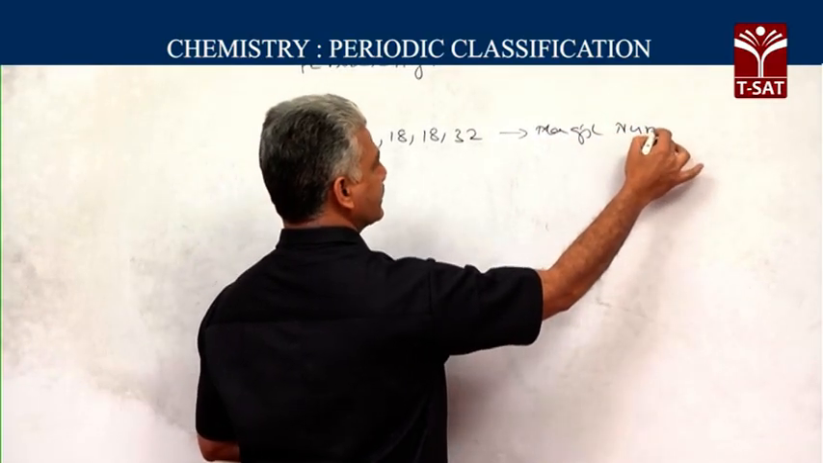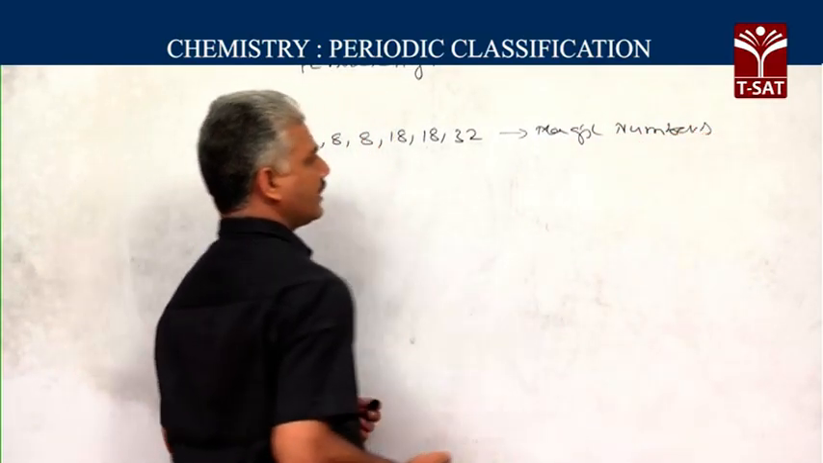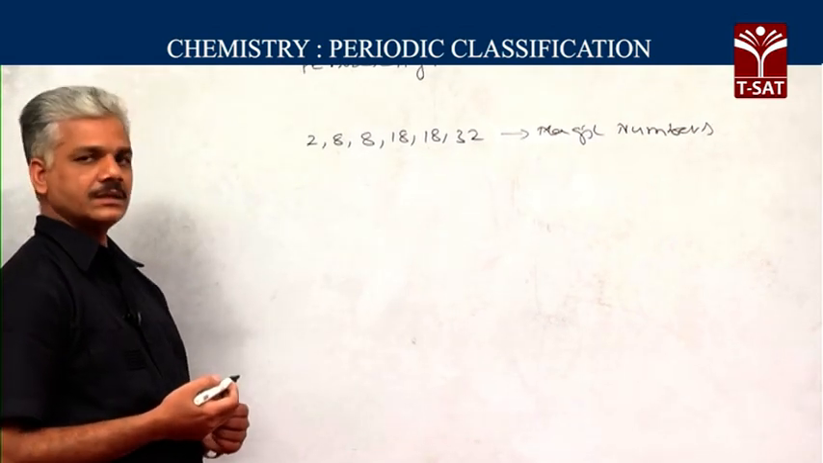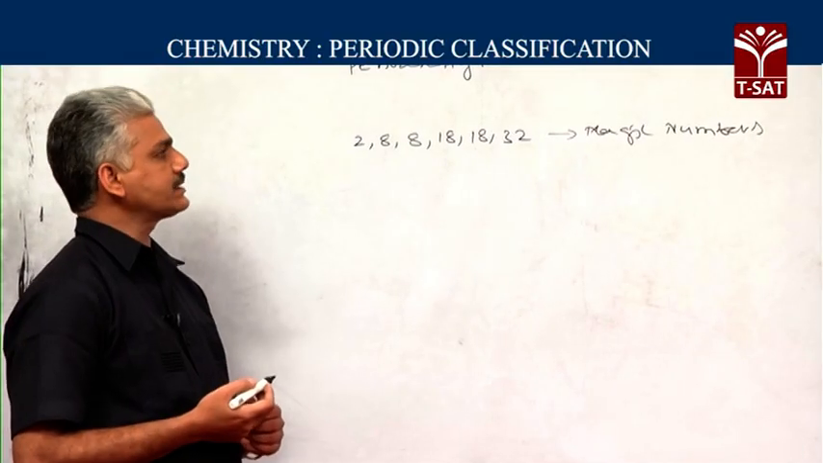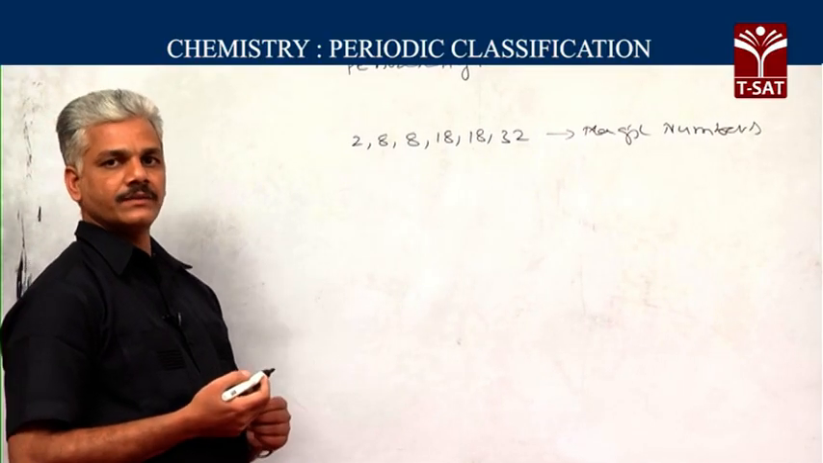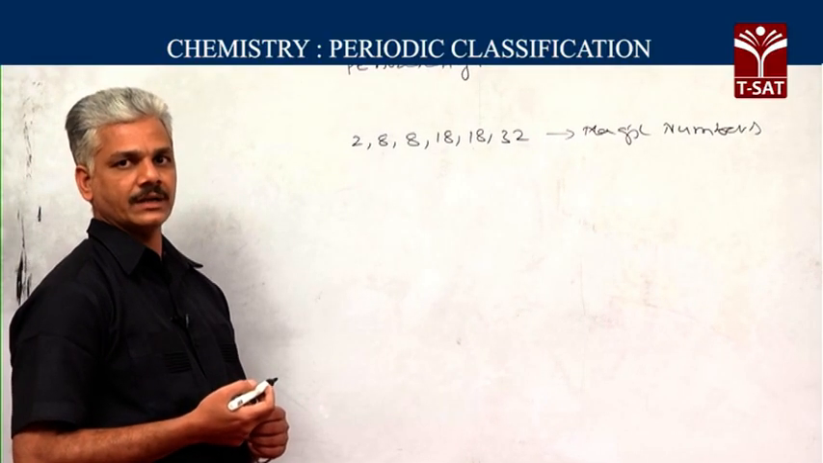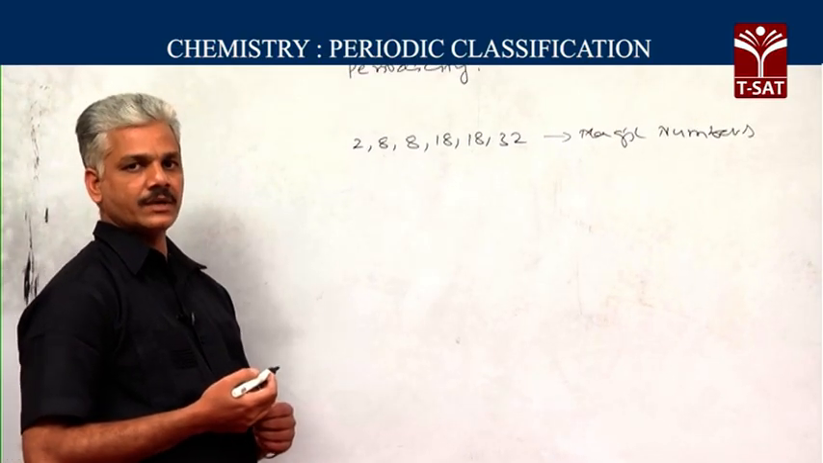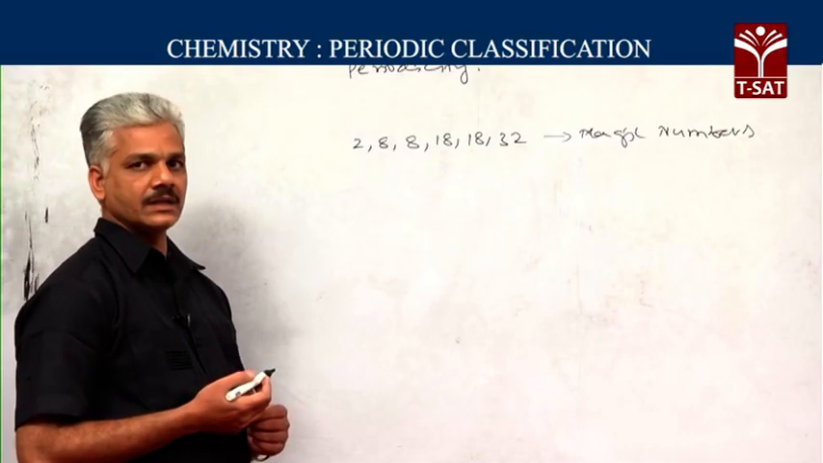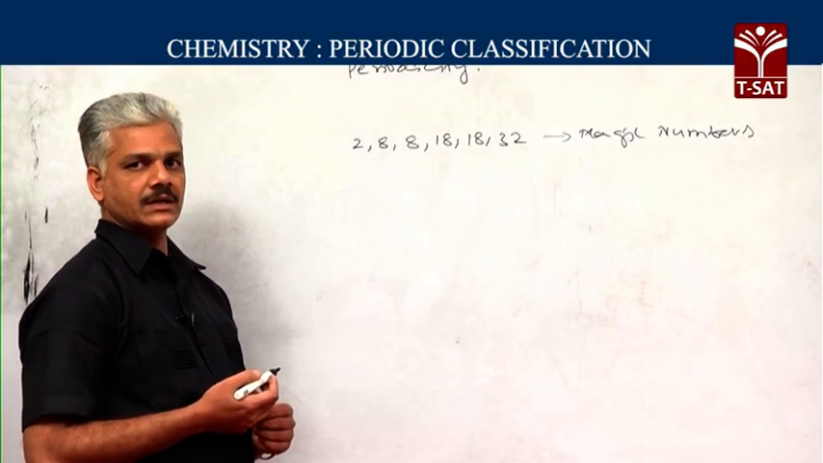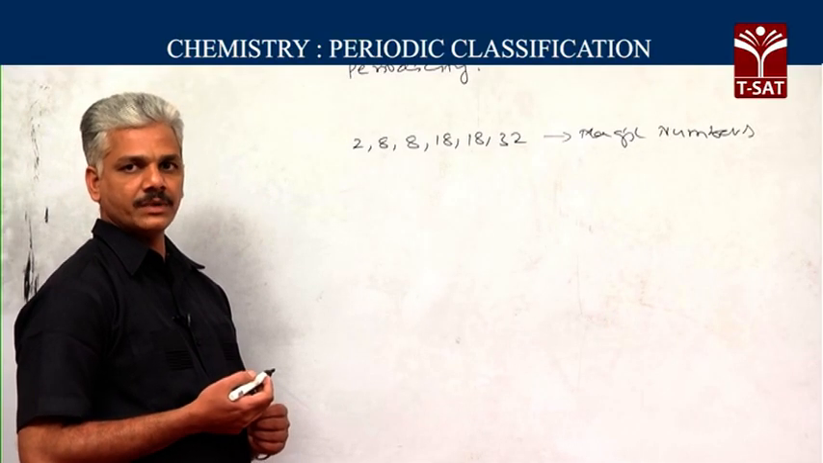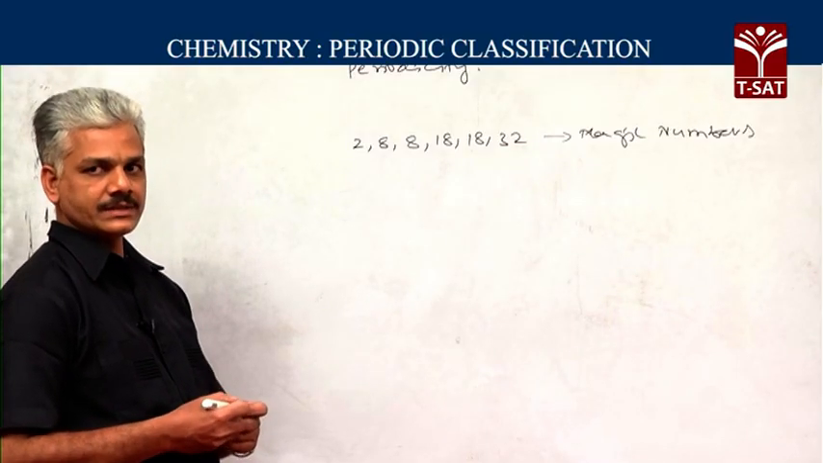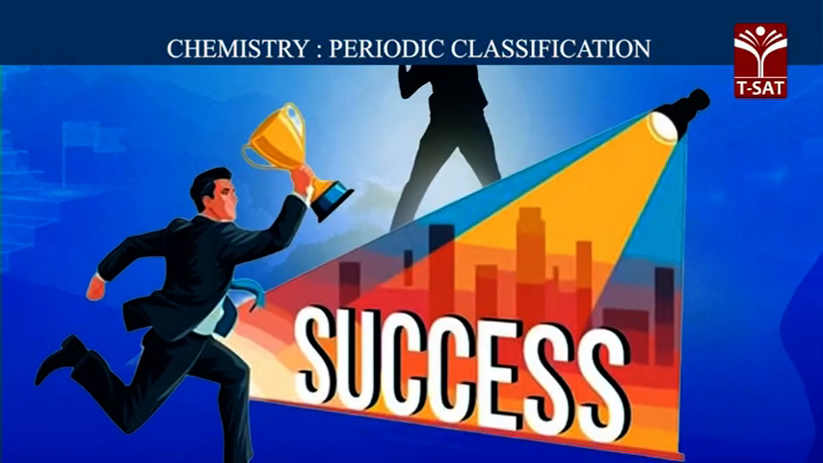magic numbers. The magic associated with these numbers is, at these intervals of atomic numbers, the properties of elements get repeated. This phenomenon is called periodicity, and the properties that get repeated at these intervals are called periodic properties. A total of 9 periodic properties have been identified.